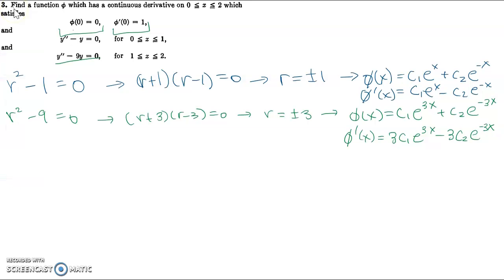The first given, this is 0, so we don't have any choice but to plug it in here, because this is only true when x is between 0 and 1. Which means we're going to have to plug it into this first equation. Plugging in 0, that's going to be c1 plus c2, and that's going to equal 0.